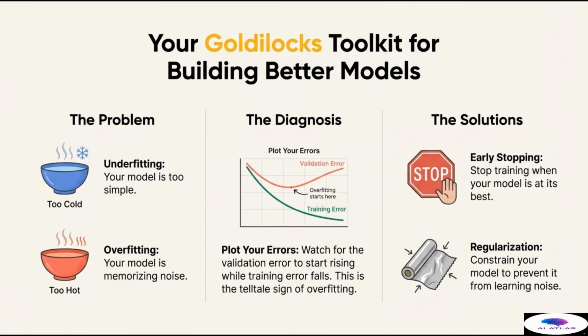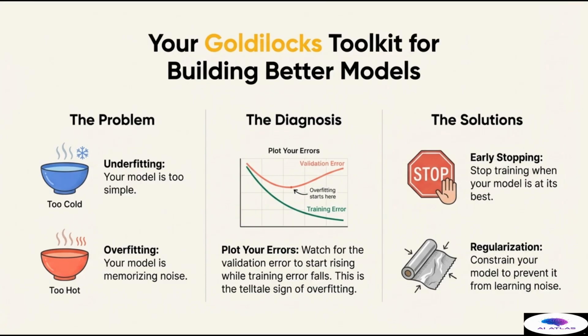To wrap up our journey, let's summarize your Goldilocks toolkit for building better models. When you are developing or troubleshooting a model, you should follow these 3 steps. Recognize the problem, diagnose it with the chart, and apply the appropriate solution. The problems: if your model is too cold, you have underfitting. Your model is too simple and its performance is poor everywhere. If your model is too hot, you have overfitting. Your model is memorizing noise, resulting in great training performance but terrible generalization.